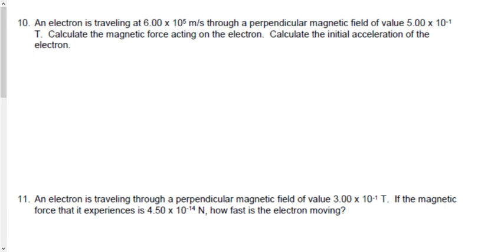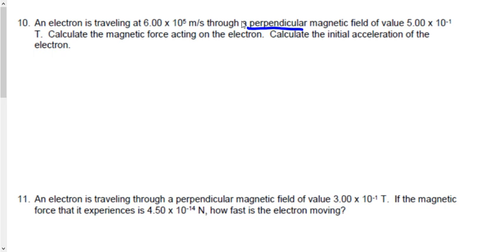Through a perpendicular magnetic field of 5 times 10 to the negative 1 Tesla. This is important, right? The fact that it's perpendicular. If it said it was parallel, what would we do here? There would be no force. If it was parallel, there would be no force. If it's perpendicular, we know that we're allowed to use A, the hand rule for deflection that we learned last week, and B, the equation that describes the magnetic force on a charged particle, F is equal to QVB.